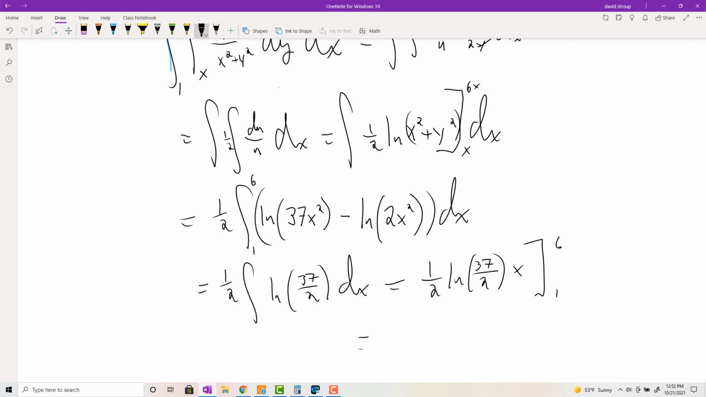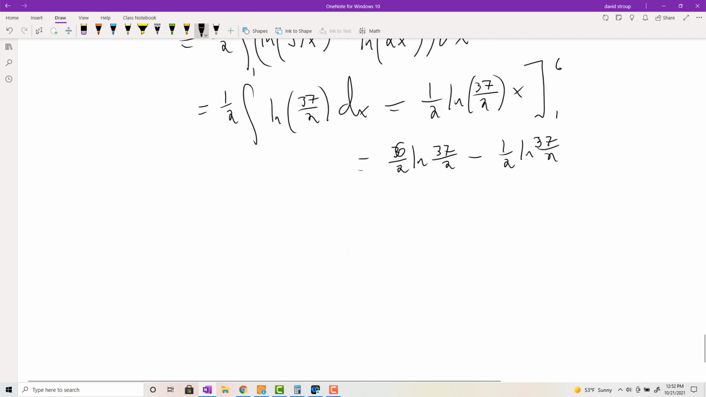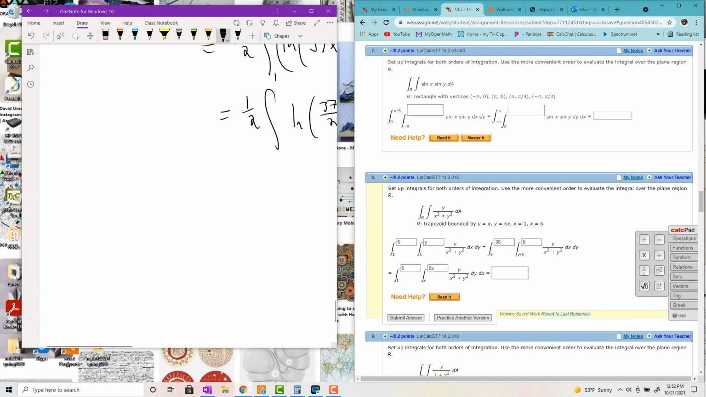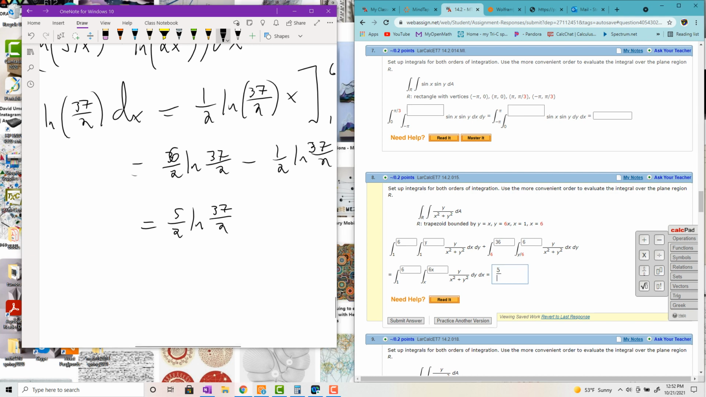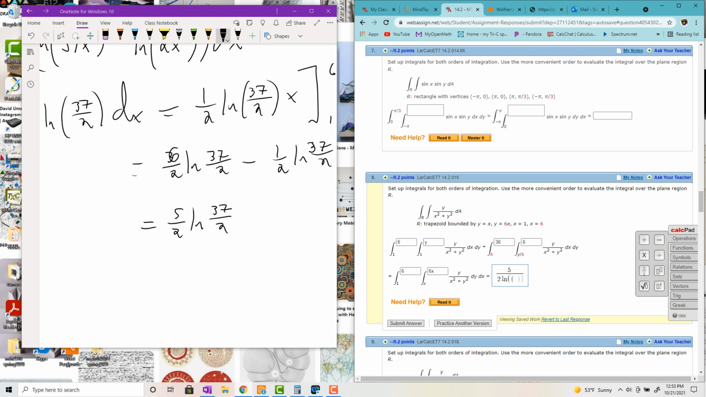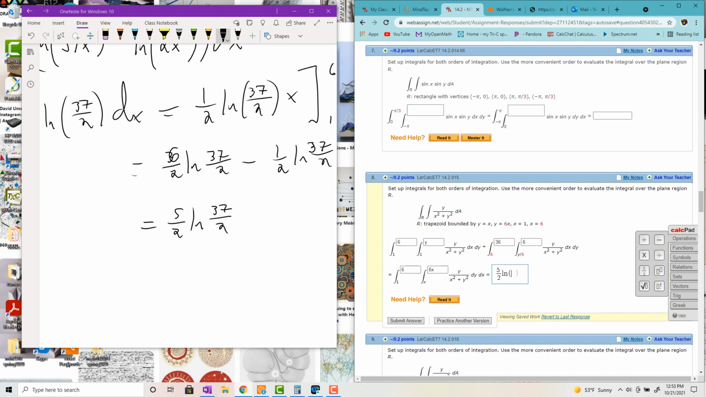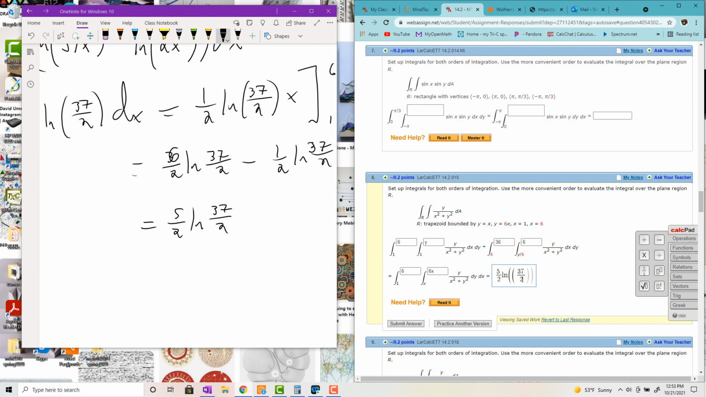I hope that works. Putting in a 6, that would be 3 halves ln 37 halves minus just plain old 1/2 ln 37 halves. Is that right? 6 over 2, so 6 halves, sorry. Subtracting those, you get 5 halves ln of 37 halves. And I hope that's the answer. 5 halves ln of 37 halves.